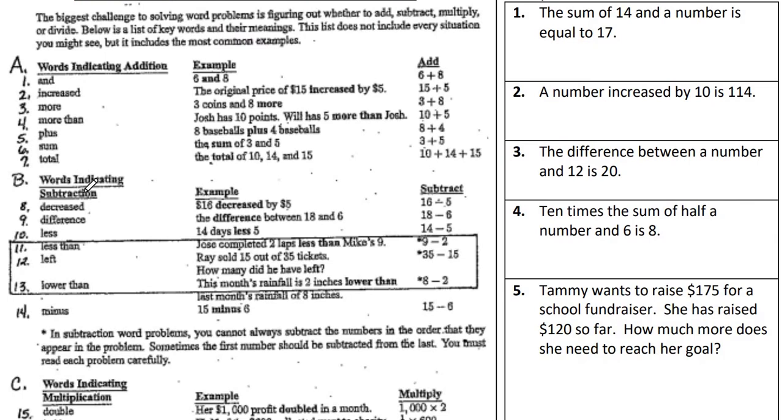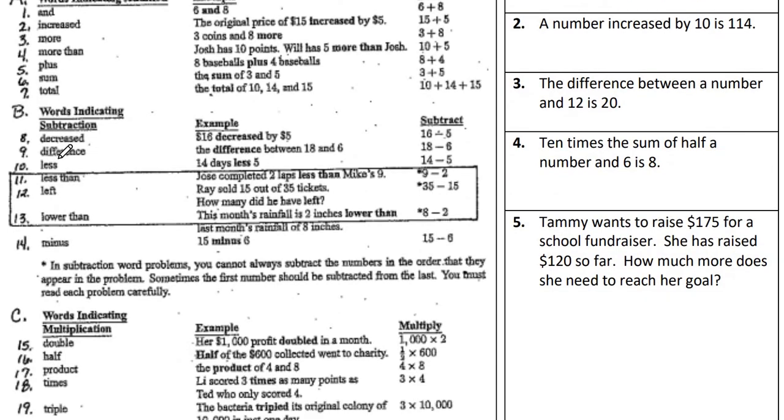Now look at section B right here. These words indicate subtraction: decrease, difference, less than, left, lower than, and minus. So if you have 16 decreased by 5, that means 16 minus 5. But look at 11, 12, and 13. These are some special examples for subtraction. These you have to flip around and write the opposite.